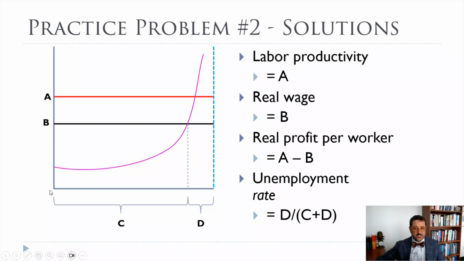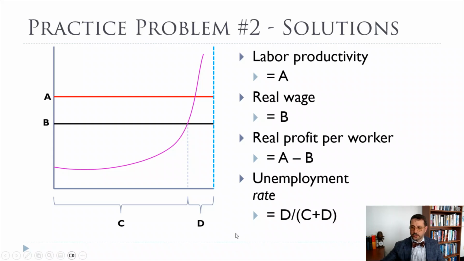Now, if we look at the horizontal axis, remembering that the dotted blue line is the labor force, we go from 0 here to the labor force over here. Our employed then is C, our unemployed is D. So to calculate the unemployment rate, that should be the unemployed divided by the labor force. That's the unemployed, D, that distance, divided by the labor force, which is the employed plus the unemployed, or C plus D. So if I gave you a graph with actual numbers for A, B, C, and D, you should be able to calculate all of these statistics as well.